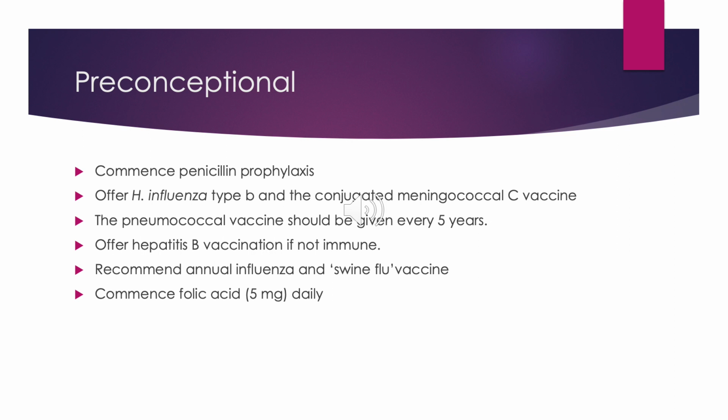to ensure a well-controlled disease during pregnancy. We need to commence penicillin prophylaxis, and offer Haemophilus influenzae type B and meningococcal C vaccine. These women are at risk of infection, especially if splenectomy was done in childhood. Pneumococcal vaccine should be given every 5 years. We have to offer hepatitis B vaccine if not immune. We have to recommend annual influenza and swine flu vaccine and start folic acid 5 mg per day.